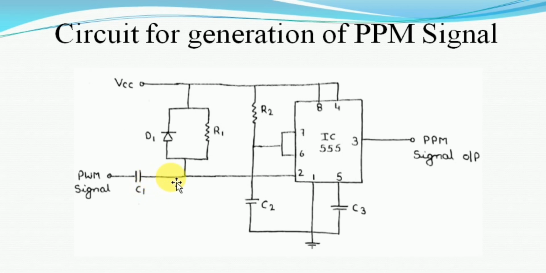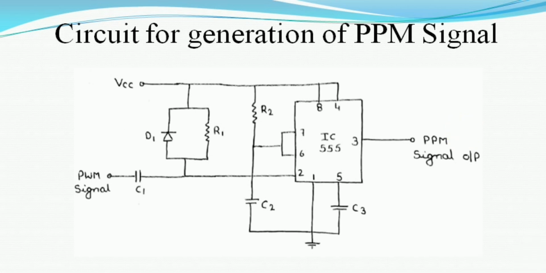These positive spikes will bypass through the diode because of the forward bias condition, whereas the negative spike will be applied as a trigger to this monostable multivibrator. Whenever this negative pulse is applied as a trigger to the monostable multivibrator, at the output we get a pulse signal. That is, whenever the trigger is applied, at the output we get a pulse signal. In this way we are generating a PPM signal.